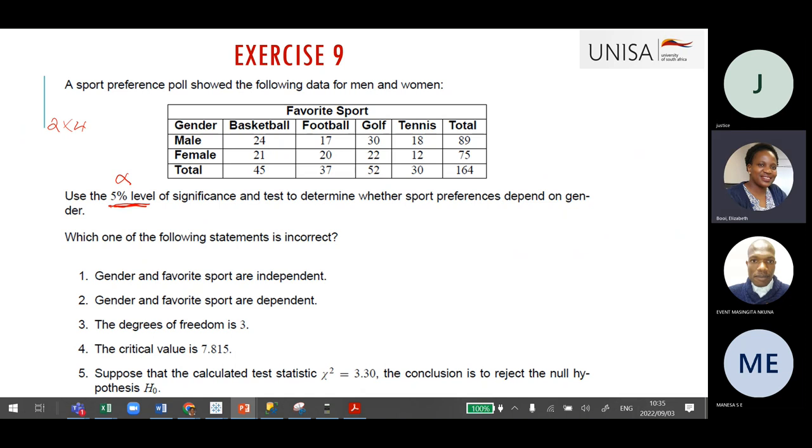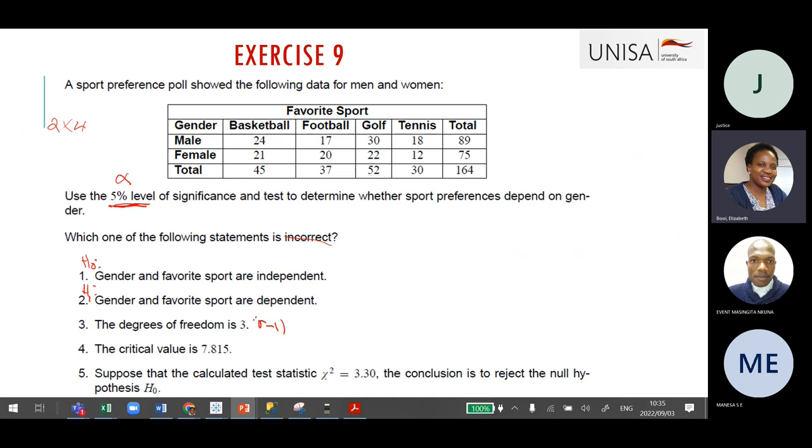Now, based on this information, it says which one is incorrect. On these two questions, option number one and option number two, they made an omission error here. They should have put at least H naught or H1 so that you are clear which one is which, because they give you similar statements, number one, number two, and they just say gender and favorite sports are independent. Gender and favorite sports are dependent. Are they looking for the reason or are they asking for a hypothesis testing statement? I think on this question, it was just an omission of putting whether it's a hypothesis testing statement. Then you need to calculate your degrees of freedom.